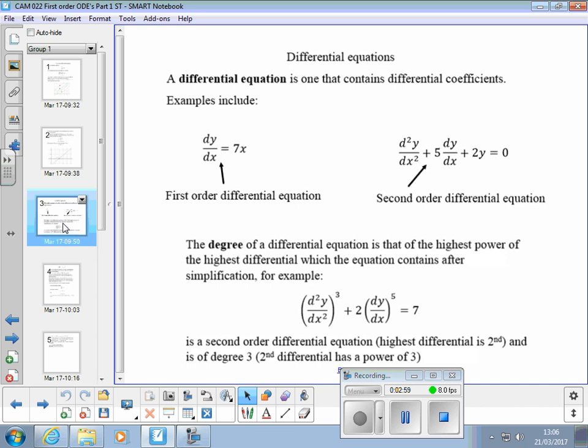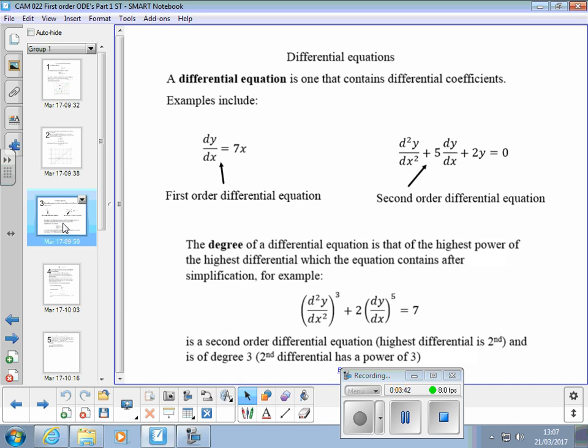The degree of a differential equation is that of the highest power of the highest differential which the equation contains after any simplification. For example, the second differential is raised to the power of 3. The first differential is raised to 5. It's a second order differential equation because the highest differential is a second differential, d2y by dx squared. And it is of degree 3 because the second differential, the highest differential, has a power of 3.